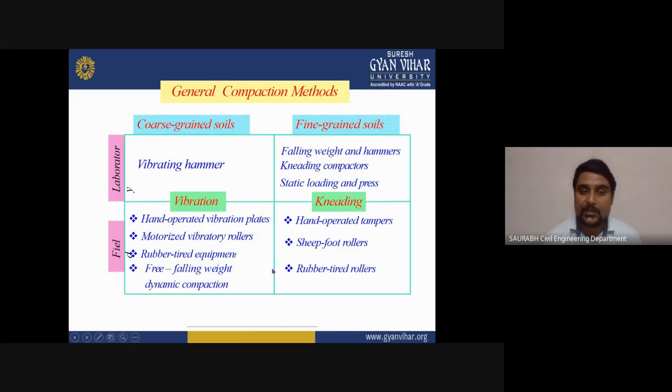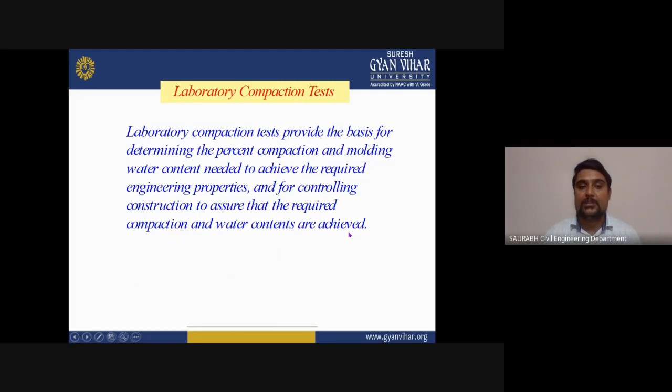As you can see there, if it is coarse grained soil, we can use the vibrating hammer. If it is fine grained soil, falling weight hammers, static loading and press we can use. And these are the different methods of compaction which are used for the different soils. If the soil is coarse grained, this method will be used, and if your soil is fine grained, this method will be used for the compaction.